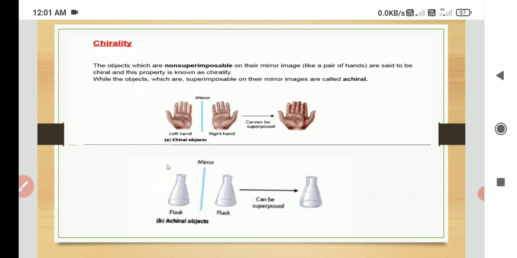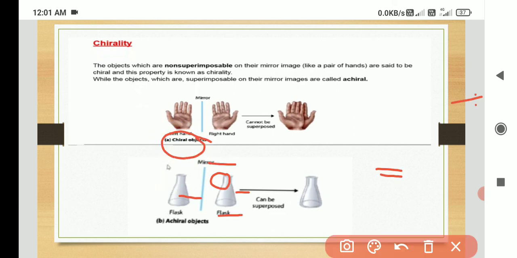These types of examples are chiral objects. Those objects which are non-superimposable on their mirror image are said to be chiral, and the phenomenon is chirality.